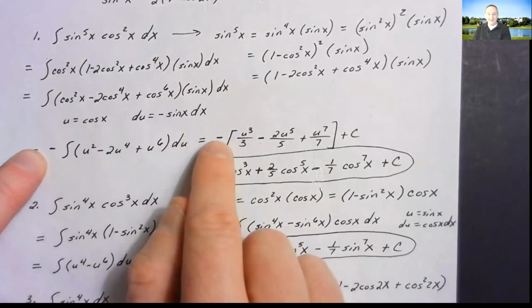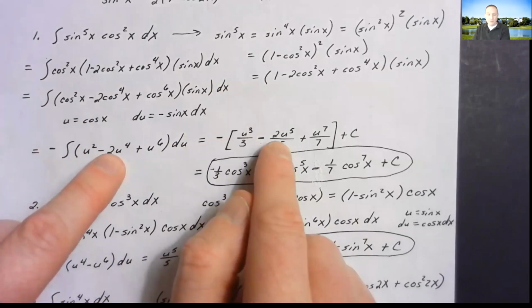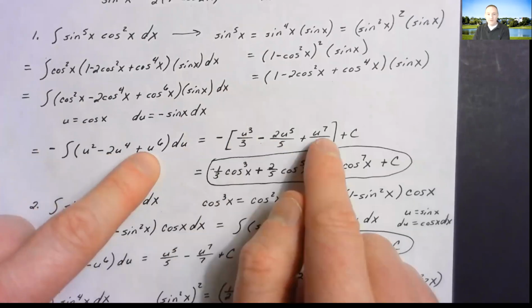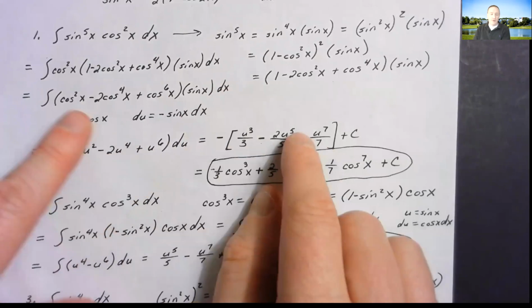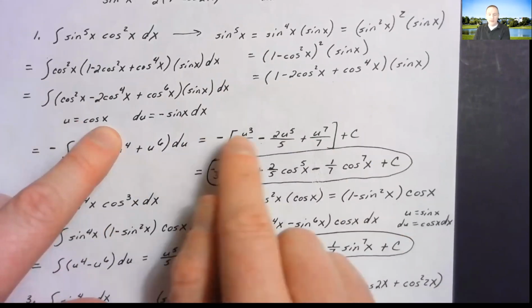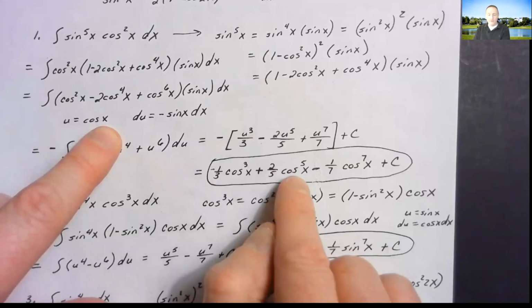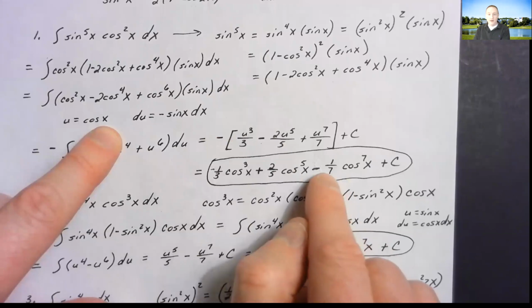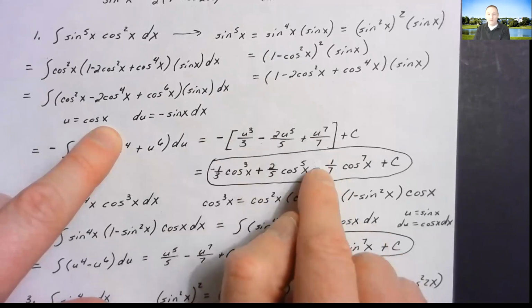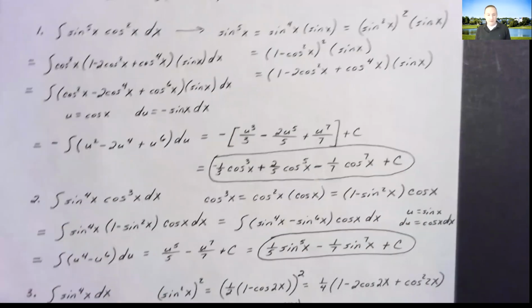So I get the negative of the group, u cubed over 3, minus 2u to the fifth over 5 plus u to the seventh over 7. And then I can say, okay, I know that u is just the cosine, so then we substitute back in our answer. We'll get negative 1/3 cosine cubed x plus 2/5 cosine to the 5th x, and then it would be minus 1/7 cosine to the 7th x plus your constant of integration.